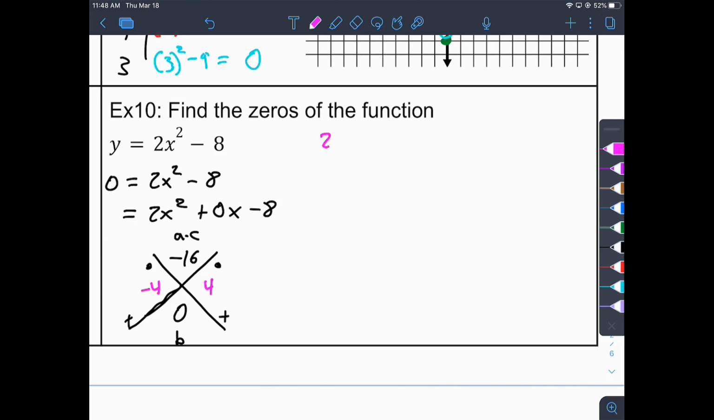So that means I have 2x squared. Doesn't matter which one you write first. I guess I'll write plus 4 this time. So plus 4x, then the minus 4, really doesn't matter, and minus 8.